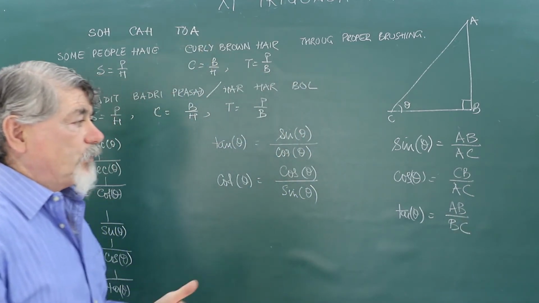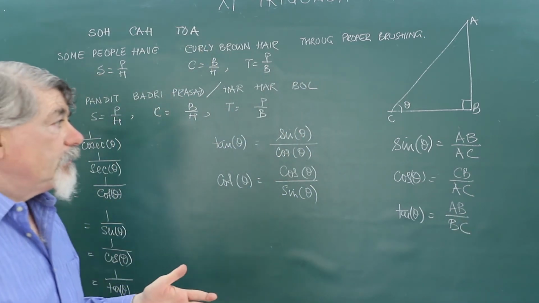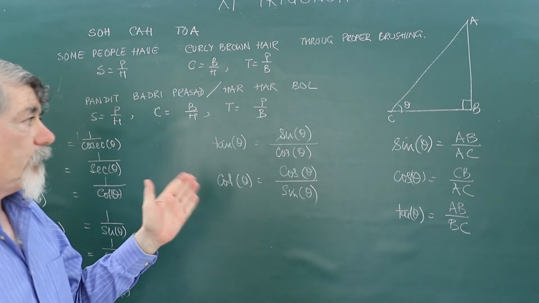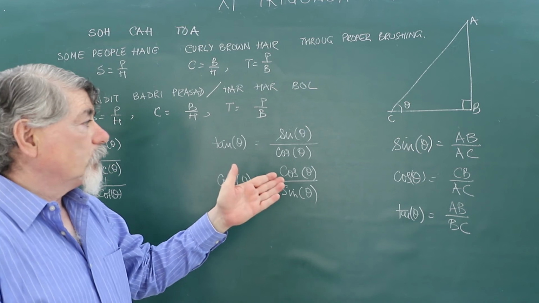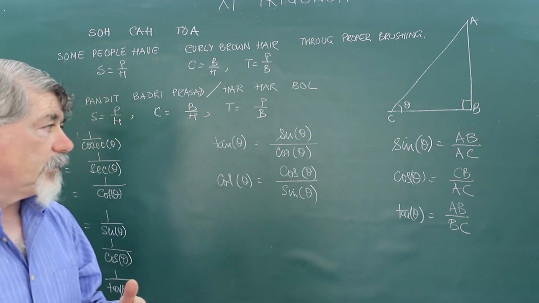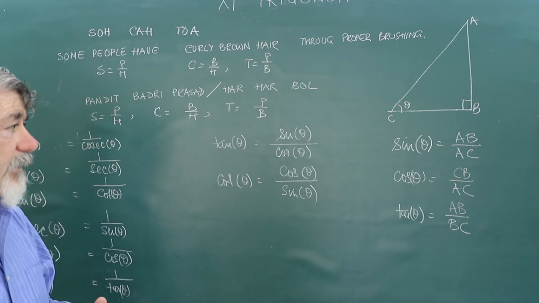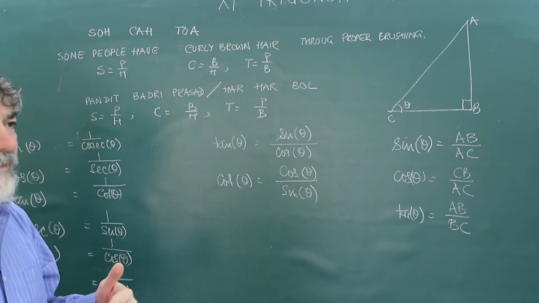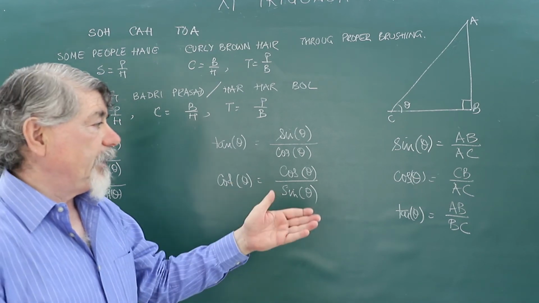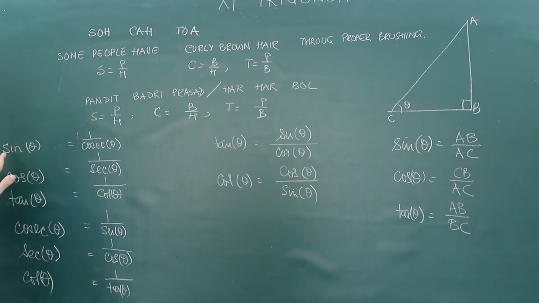So we have got sine cos tan, and we find the reciprocal of the sine. You will get cosec theta, AC upon AB. The reciprocal of cos is sec theta. Sec theta will be AC upon CB, and the opposite of tan is cot. Cot will be BC upon AB. I have written sine theta, cos theta, tan theta, cosec theta, sec theta, cot theta.